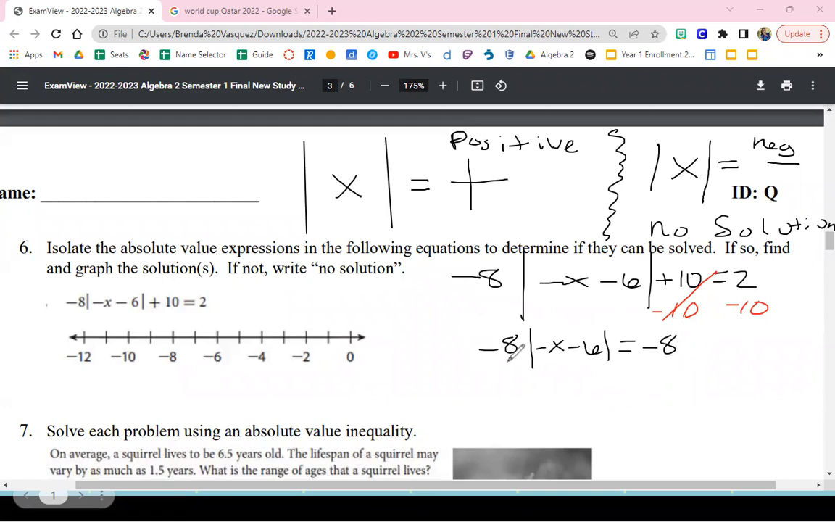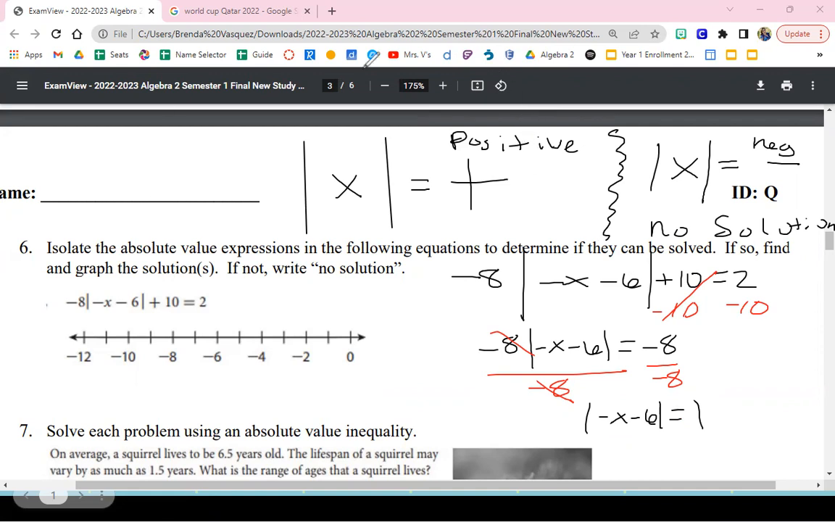Now, we're not done isolating. We still have one more step. It's multiplying by -8, so we have to divide both sides by -8. So let's go ahead and divide by -8. Our intention is to eliminate that beautiful value outside of our absolute value. And we now have the absolute value of -x minus 6 equals, what is -8 divided by -8? Beautiful, 1. Is our solution a positive value? Yes. Can we solve it? Yes.